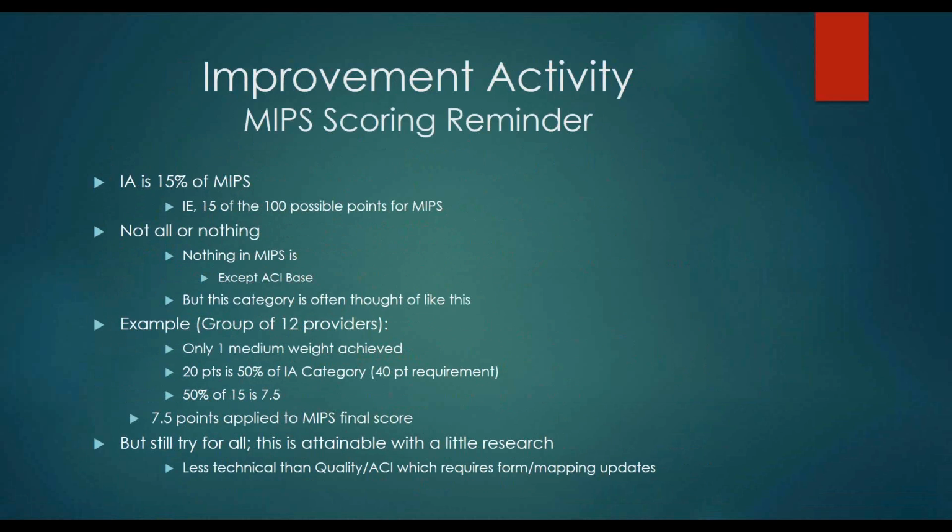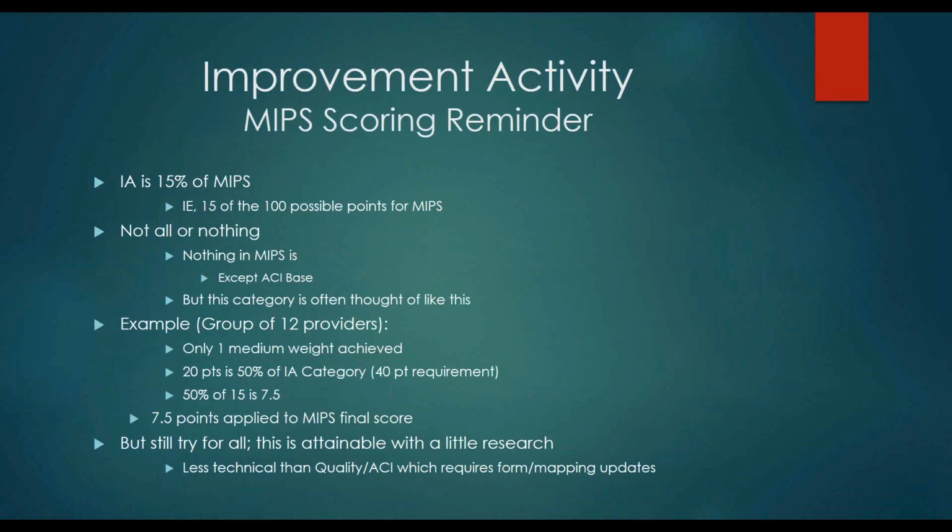As a scoring reminder, the improvement activity category is 15% of your total MIPS score. So it represents up to 15 points of the possible 100 points you can get for MIPS. It is not all or nothing. Nothing really in MIPS is, except for the ACI base score. But it's important to point out, because this one gets underplayed a lot. If you're a practice of 12 providers and you only have 1 medium weight activity you've attested to, it's not like you don't get anything. You get half of the 15 points, or 7.5 points.